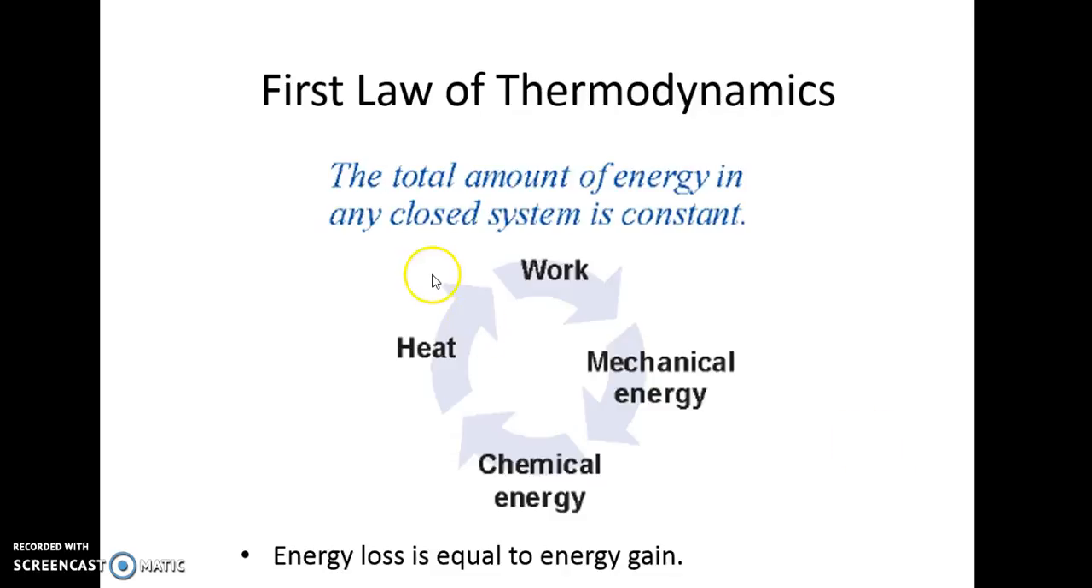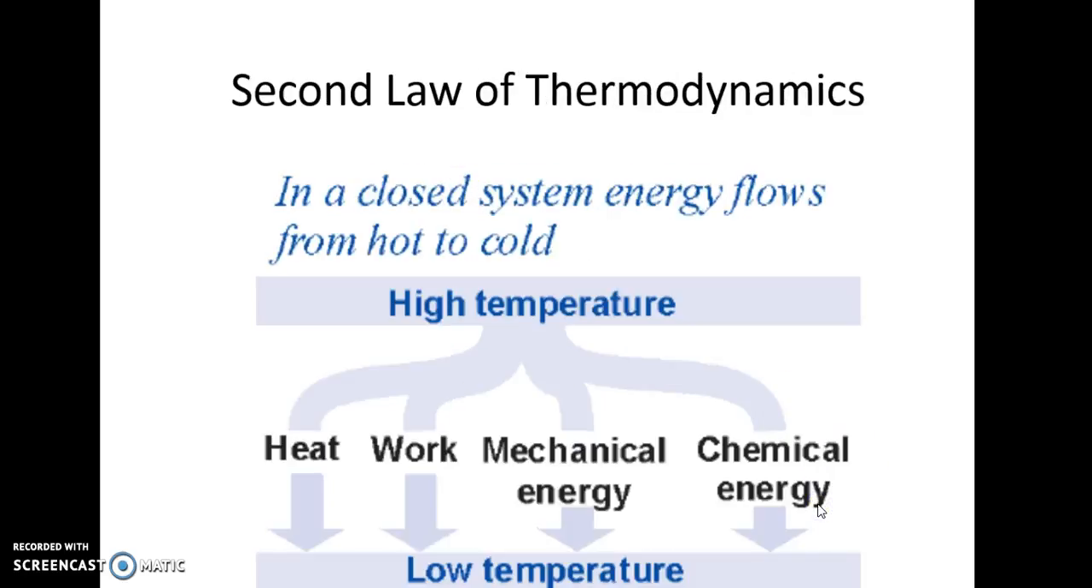So first law of thermodynamics, the total amount of energy in any closed system is constant. Alright, energy loss is equal to energy gain. Second law of thermodynamics, in a closed system, energy flows from hot to cold. And we've already kind of covered these things. So whether we do heat, work, mechanical energy, chemical energy, it's going to go from high temperature to low temperature.